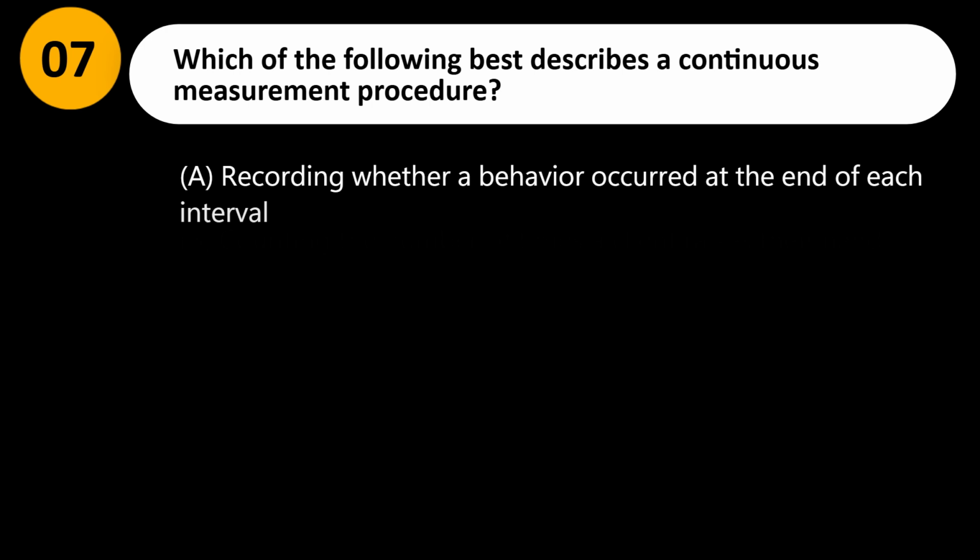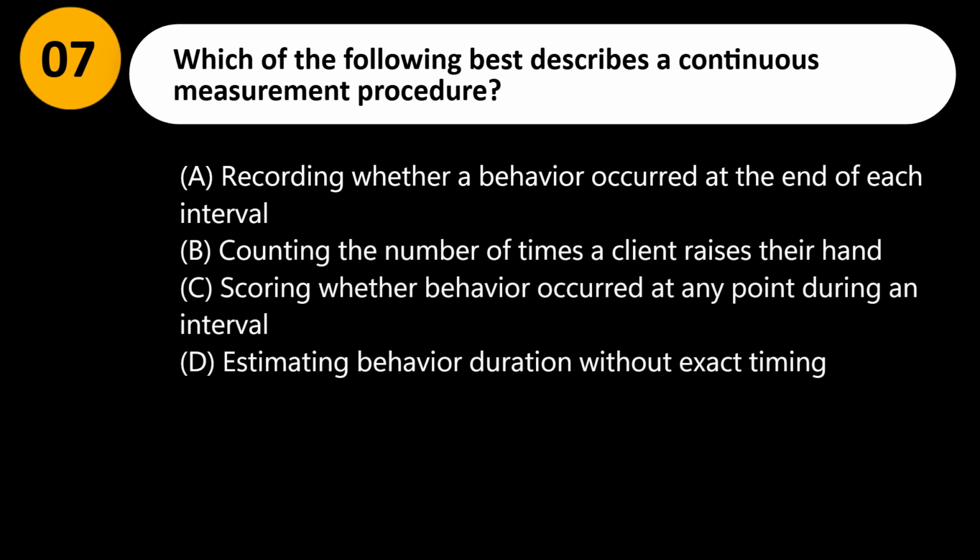Which of the following best describes a continuous measurement procedure? A. Recording whether a behavior occurred at the end of each interval. B. Counting the number of times a client raises their hand. C. Scoring whether behavior occurred at any point during an interval. D. Estimating behavior duration without exact timing.